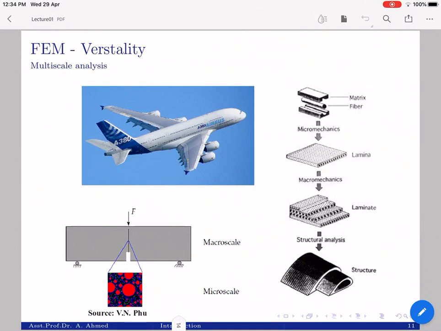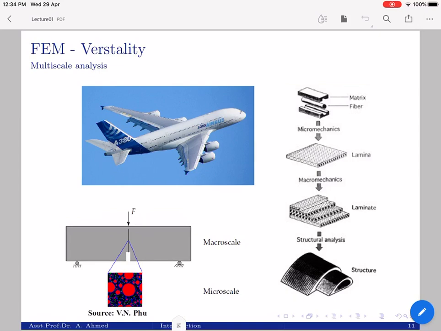Similarly, you can also perform multi-scale analysis. There might be many instances where you might be interested to find out the true response of the structure. You know that in reality, no structure or no material is purely homogeneous, right? So there are always some inhomogeneities present in the body. For example, if you take concrete, when we analyze it, you can analyze it by assuming it a homogeneous material. But in reality, it's not a homogeneous material.